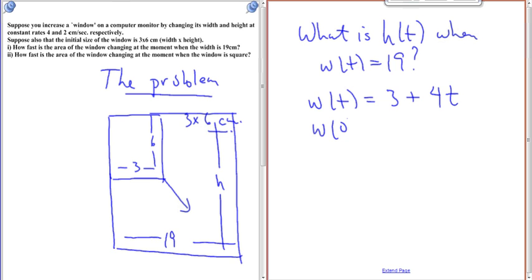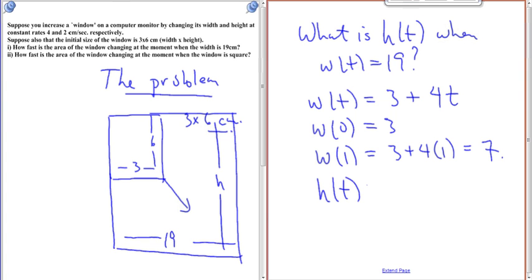Notice, for instance, W of 0 is 3, and after 1 second it increases by 4 centimeters, so therefore, in this case, 7. The width is 7 centimeters 1 second later. And likewise, h of t can be determined easily. It's 2 plus 6t. Oh, excuse me, no, it's not. Got those backwards. It's 6 is the initial plus 2t, right?